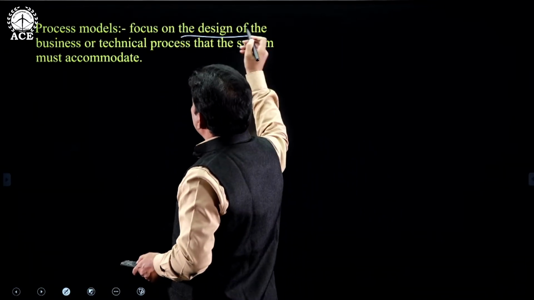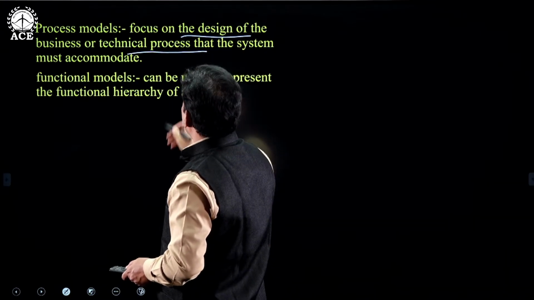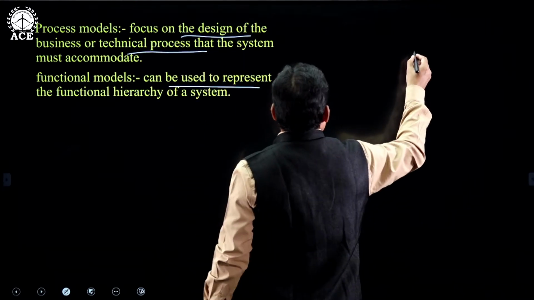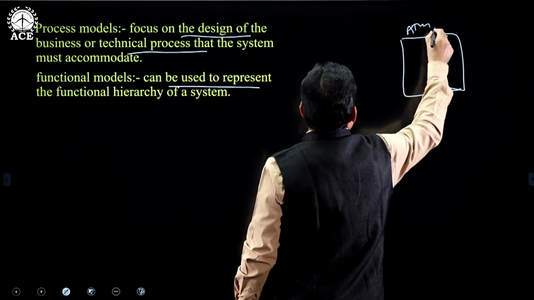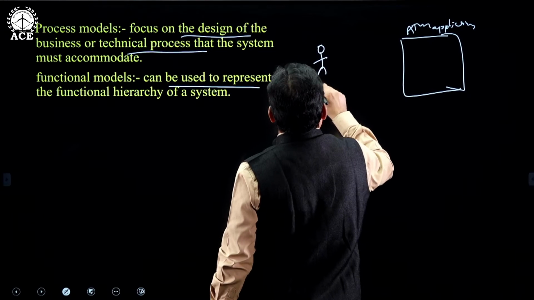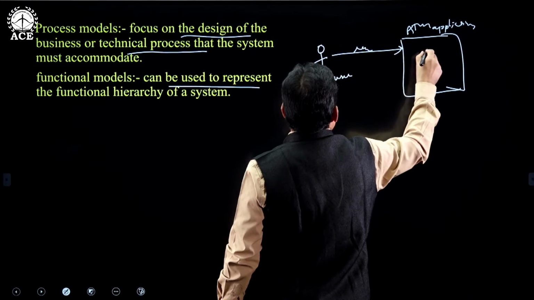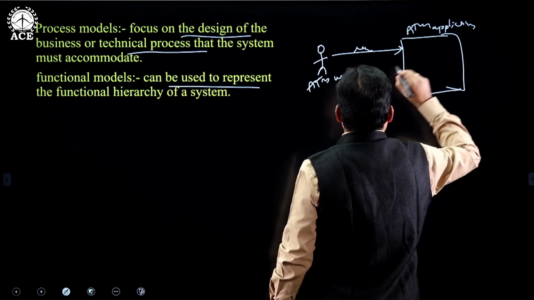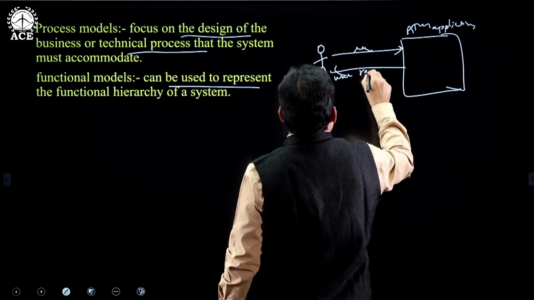Process models focus on the design of the business or technical process that the system must accommodate. Functional models can be used to represent the functional hierarchy of a system. Let's take the banking ATM application. What is the functionality here? The actor, the ATM user, sends a request. The request is processed by the ATM application by connecting with the bank server, that's a known thing to us, and it sends a response back in the form of a service.